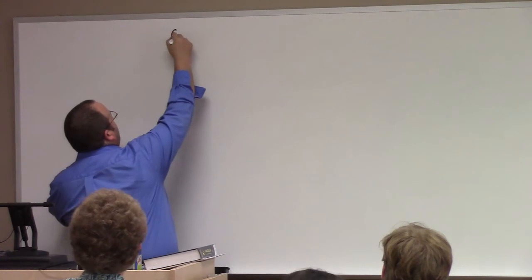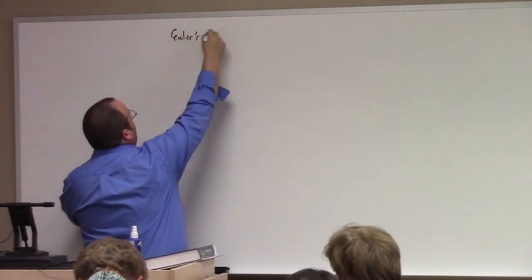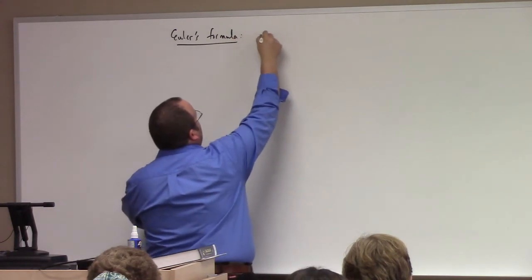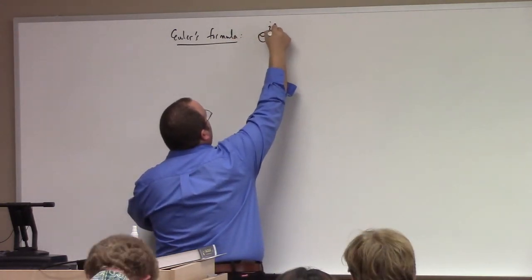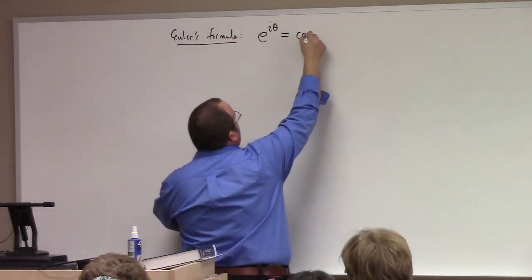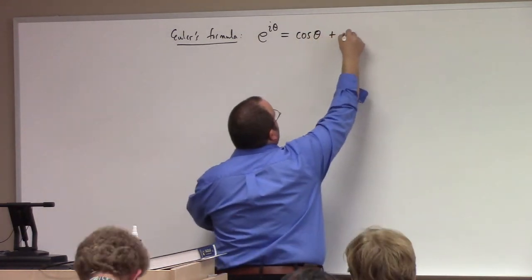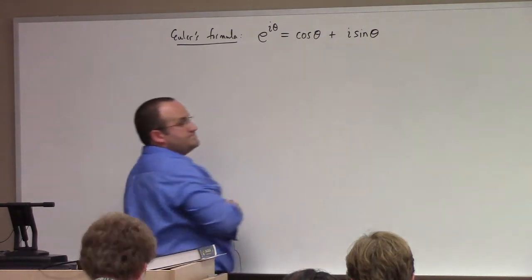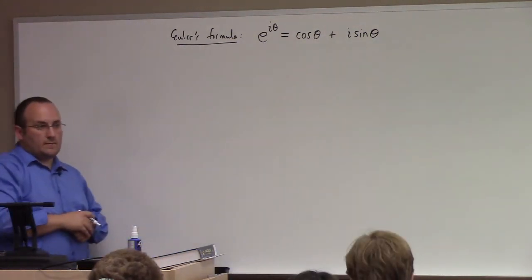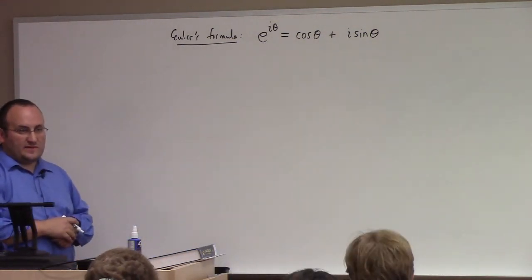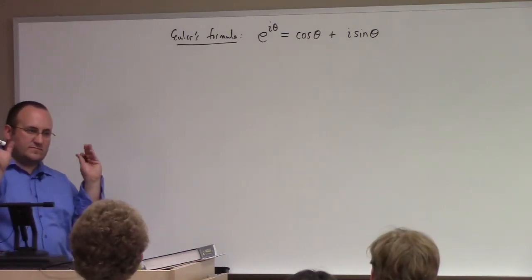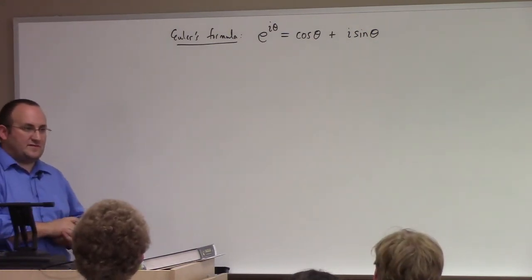So this is called Euler's formula. And Euler's formula says the following. It says that e to the i theta is cosine theta plus i times the sine of theta. Now there are ways of deriving this. I'll show you one of those later this semester, okay? But for now, please just take it at face value, okay?